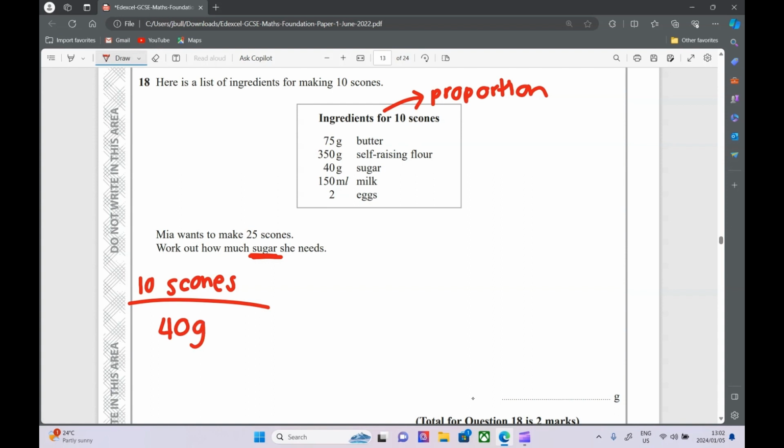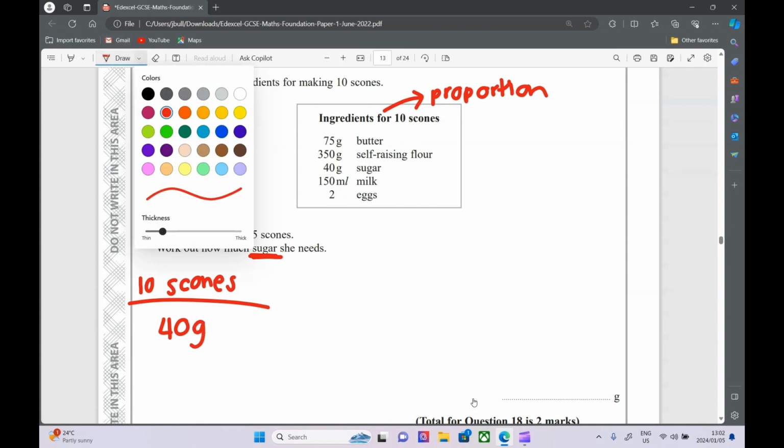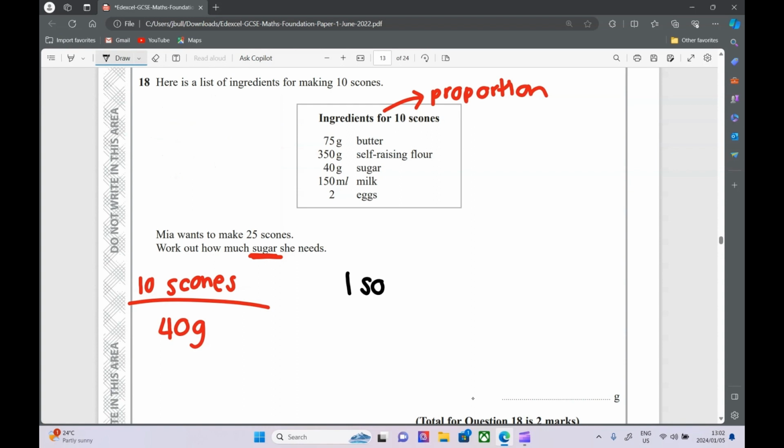So my next step would be, let's work out how much I need for one scone. That's the easiest. Always, with proportion, just try to work out how to get to just one scone. Which I know we want 25, but if we get one, it's really easy from there. So for one scone, to get from 10 to 1, I would have to divide by 10, okay? Because 10 divided by 10 gives me 1.